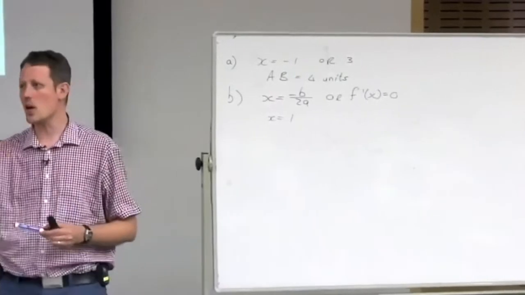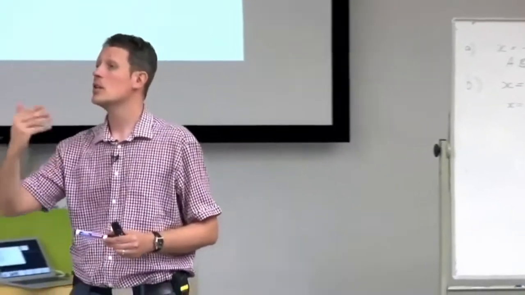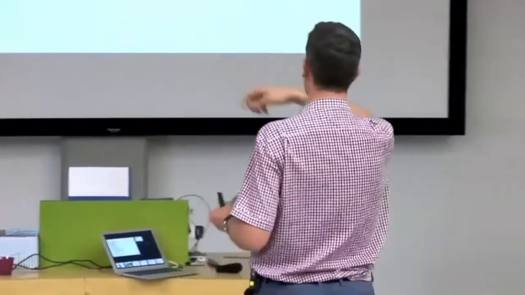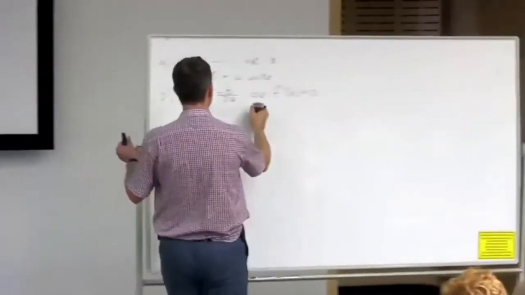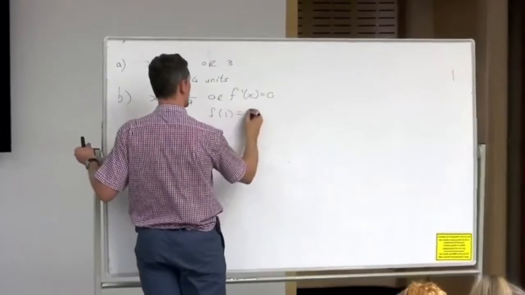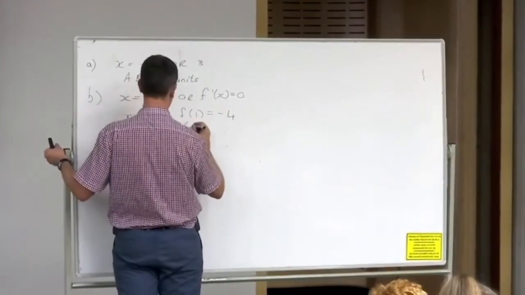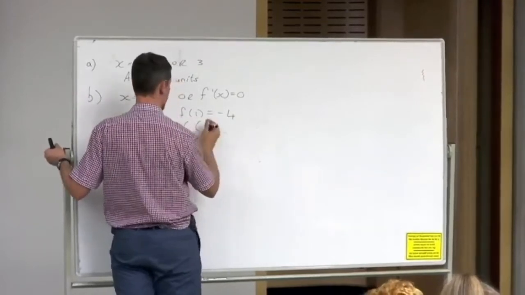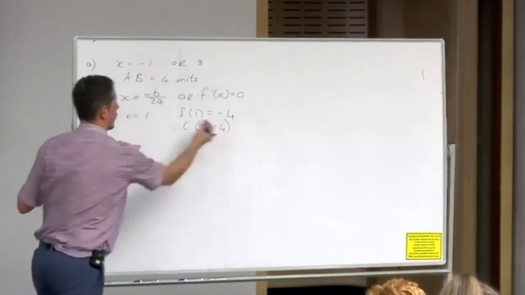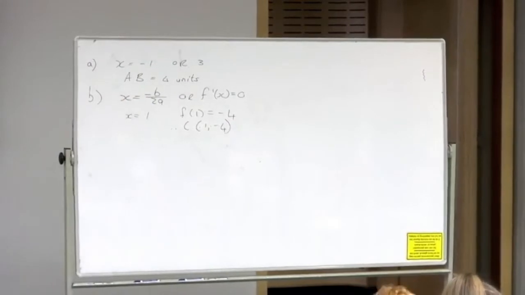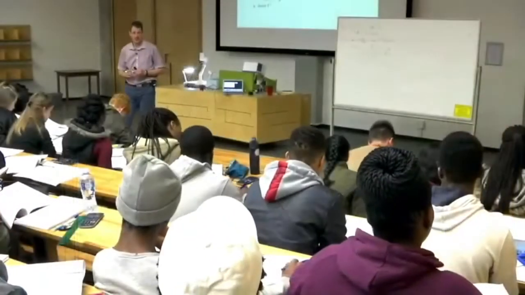Now again, have I answered the question? No, because I'm asking you for the coordinate. So I have to determine f of 1, which is -4. So therefore, C is (1, -4). Everyone's all right with that?